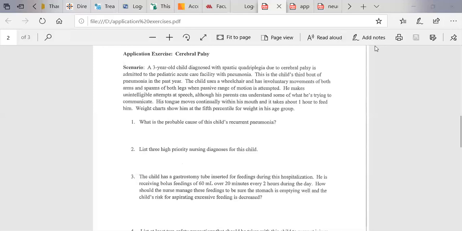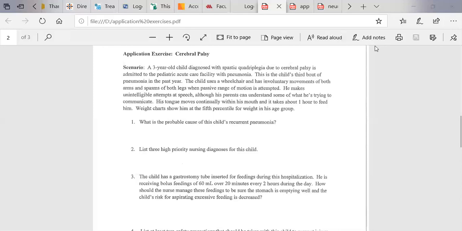All right, number 3, the child has a G-tube inserted for feedings during this hospitalization. He's receiving bolus feeds of 60 mLs over 20 minutes every 2 hours during the day. How should the nurse manage these feedings to be sure the stomach is emptying well and the child's risk for aspirating excessive feeding is decreased?